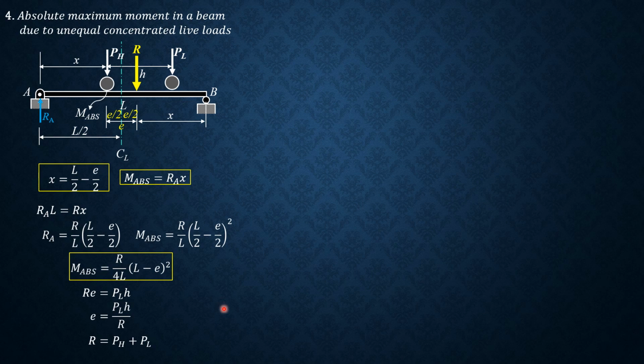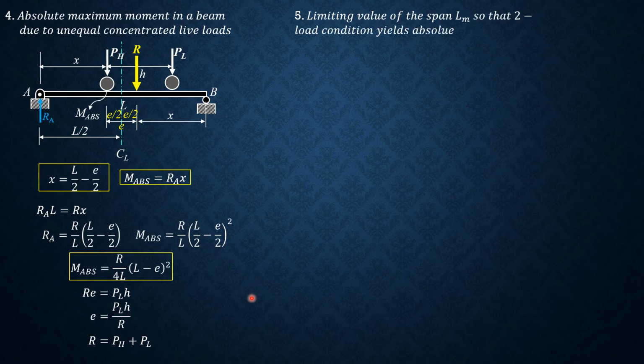Take note that R is P_H plus P_L. So the value of E is P_L H over R. We can replace E here by P_L H over R to make it more specific. So let's derive this in here.